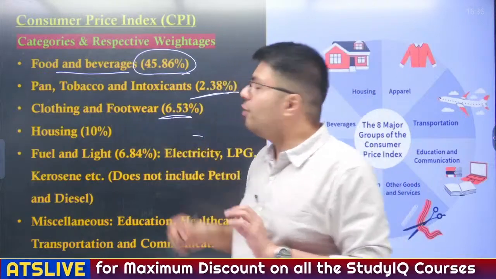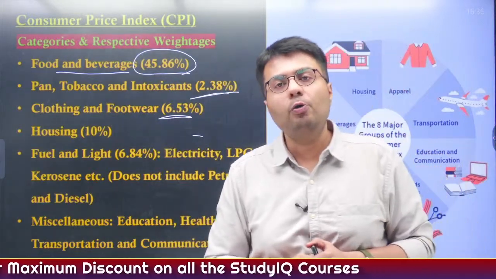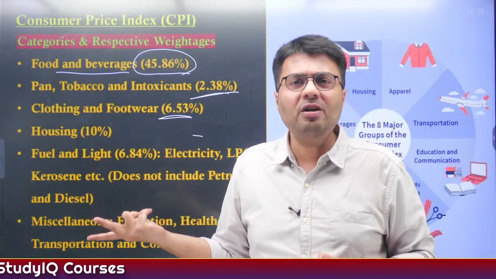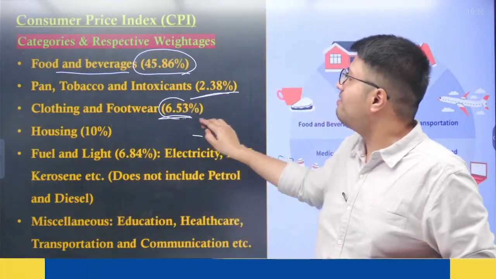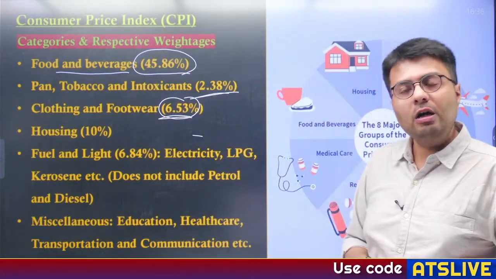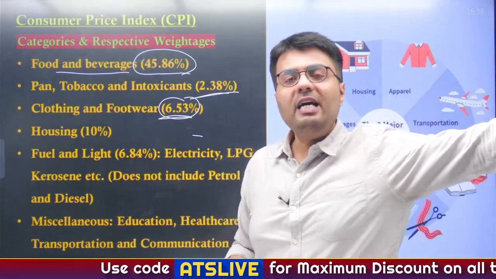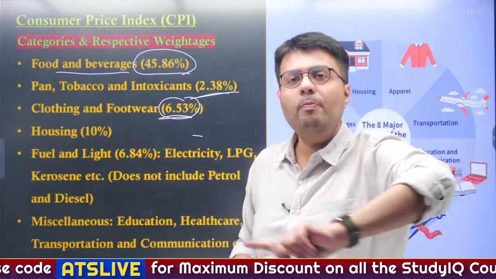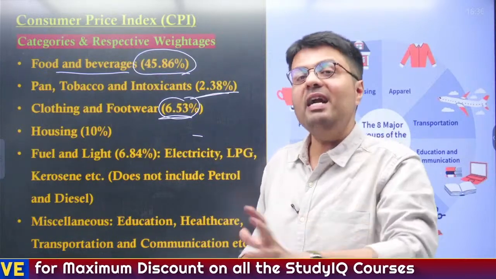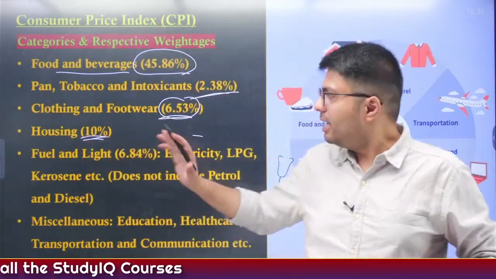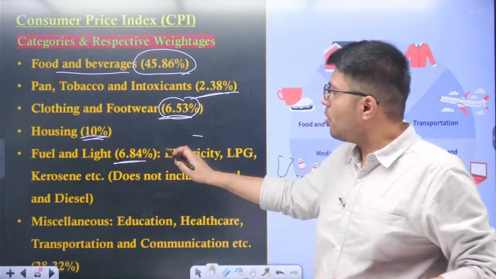Similarly, clothing and footwear: you do not buy clothing every day, you buy it maximum once a season or maybe once a year. That is why 6.53% weightage is given to clothing and footwear. Also, people living in their own home might have taken a loan from the bank, or people living on rent need to pay rent every month. That is why housing has a weightage of 10%. Similarly, other weightages are also decided.